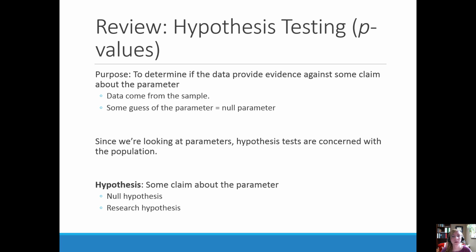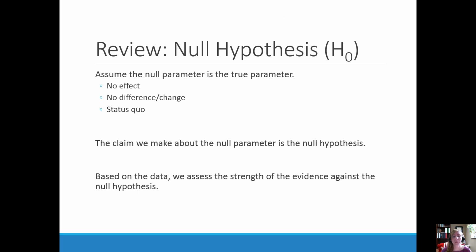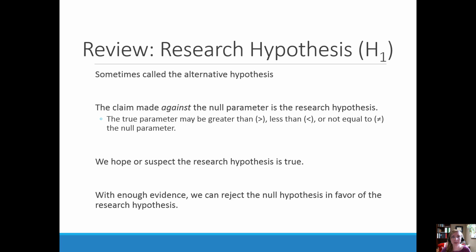We call a claim made about the parameter a hypothesis, and we always have two hypotheses, the null hypothesis and the research hypothesis. The null hypothesis assumes that the null parameter, our initial guess of the population parameter, is the true parameter. We use the data from our sample to assess the strength of the evidence against the null hypothesis. The research hypothesis, sometimes called the alternative hypothesis, is the claim made against the null parameter.